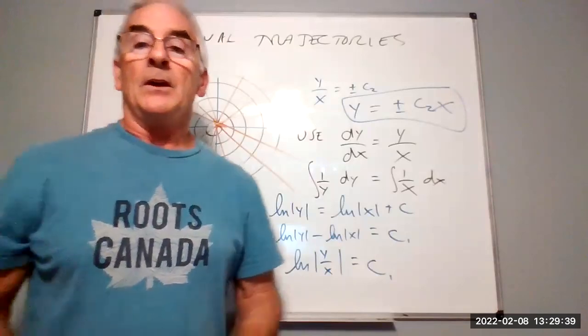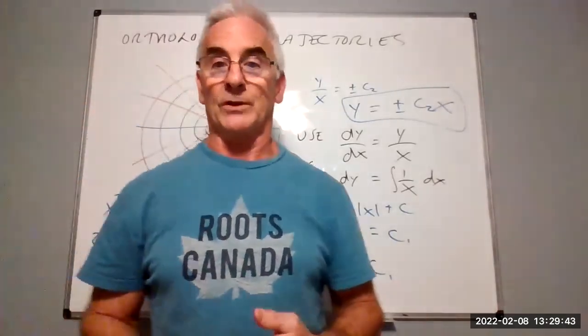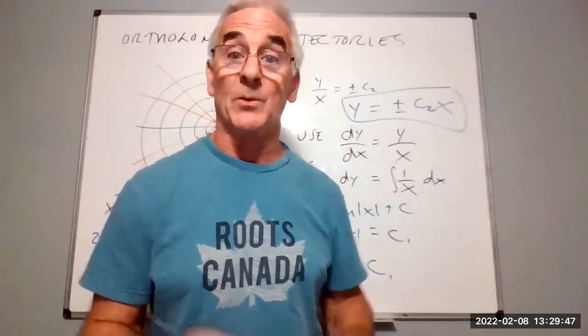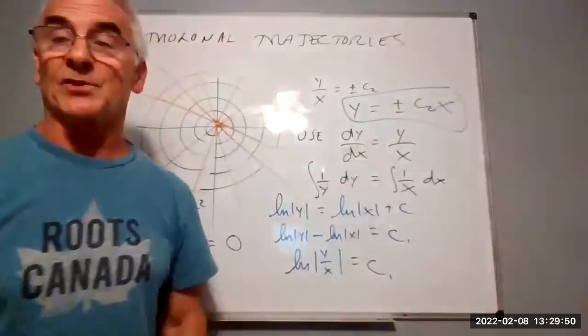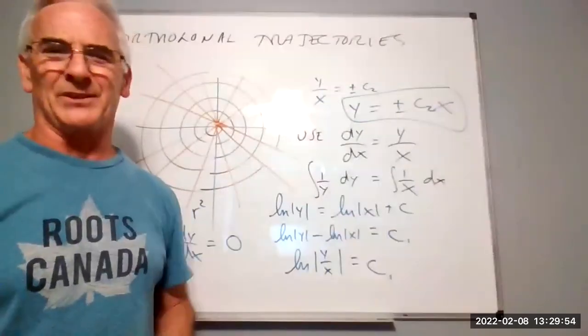So we talked about population growth. We extended that to Newton's law of cooling. Then we extended that in general to solving separable differential equations. And then we extended that to being able to solve orthogonal trajectories, which are a very particular type. These ones are really, really cool.